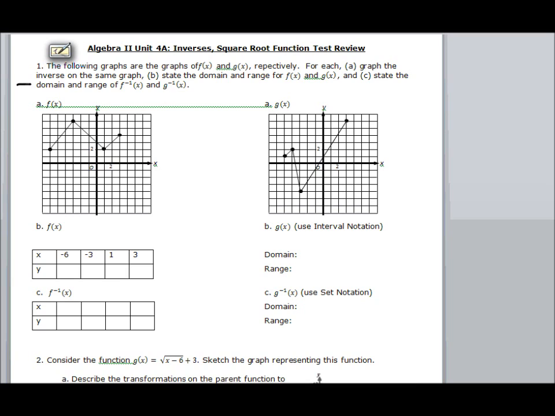Okay. Hello guys. So we're going over the review of square root functions, the test review. This is the review sheet that you have received in your class. Let's solve a couple of problems.